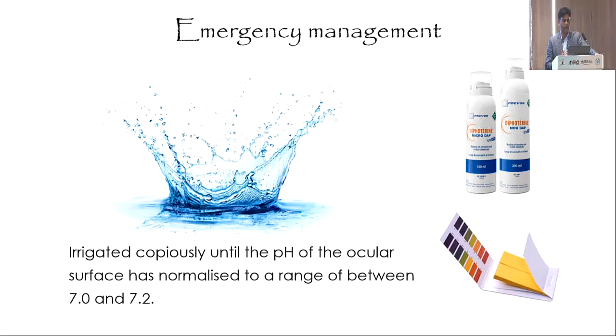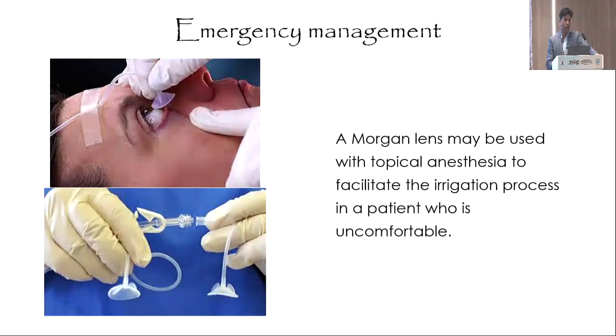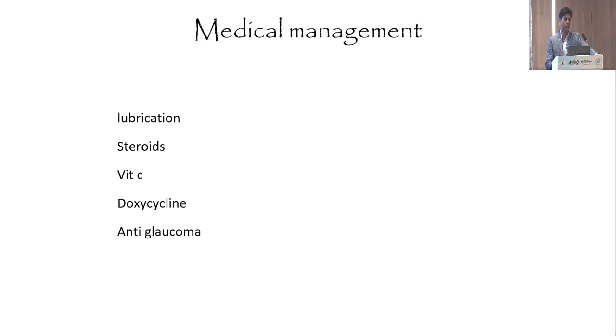Coming to emergency management, the main theme is that we should irrigate the surface copiously with either tap water or Diphoterine. Diphoterine is a preferable product because it maintains better osmolarity and better maintains pH, though I have no financial interest in this. We normalize the pH of the surface and wash out all the lime. It should be done as soon as possible. One can use the Morgan lens for an uncooperative patient. It can be fitted in the eye and connected to the irrigation solution, and it irrigates the ocular surface. So it is very effective for uncooperative patients.